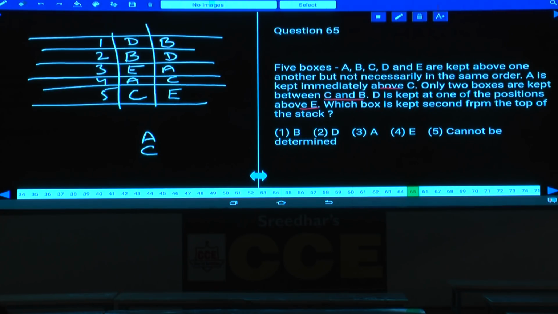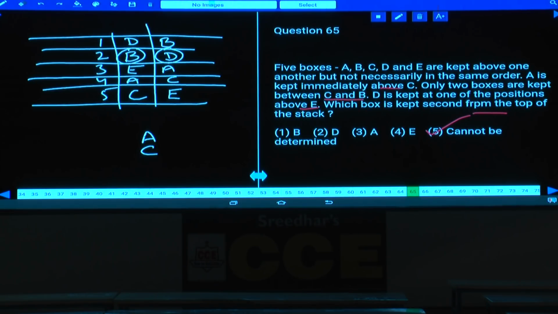Which box is kept second from the top? Yes, tell me what is your answer here? Which box is second from the top? Either B or D can be second from the top, hence the answer is cannot be determined, because there are 2 different possibilities.